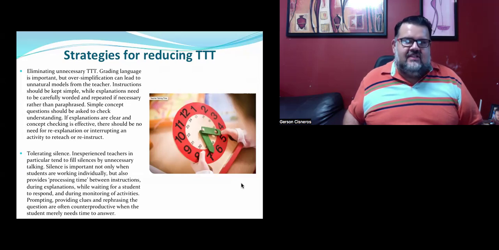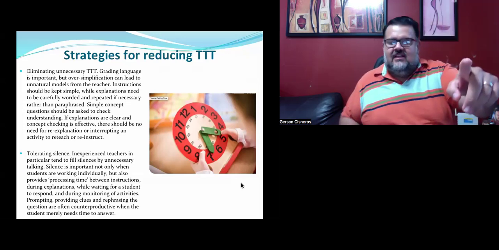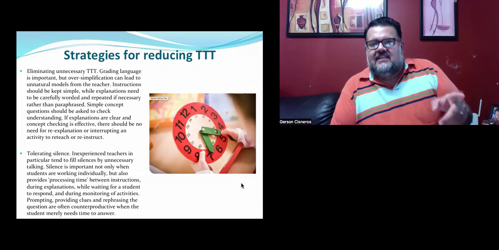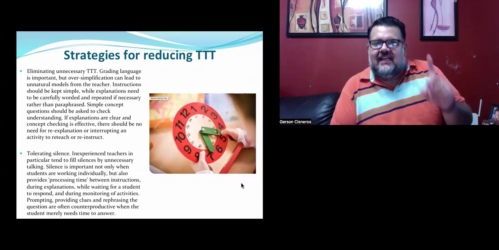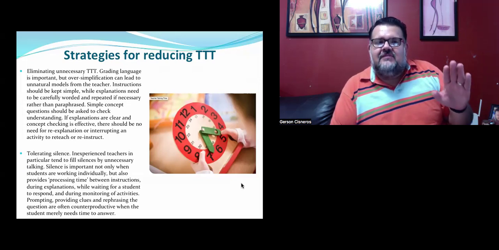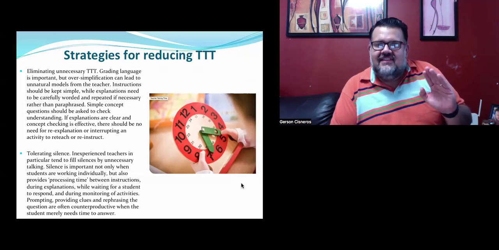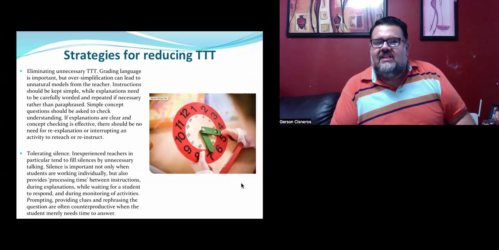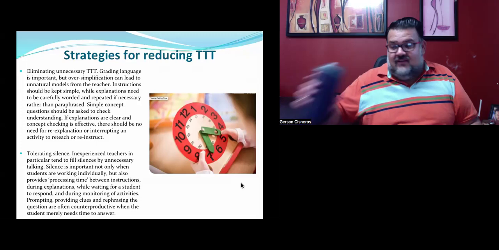Eliminating unnecessary TTT. Again, no need choro. Look, let's read with me the last sentence. If explanations are clear and concept checking is effective, there should be no need for re-explanation or interrupting an activity to reteach or re-instruct. Simple as that.